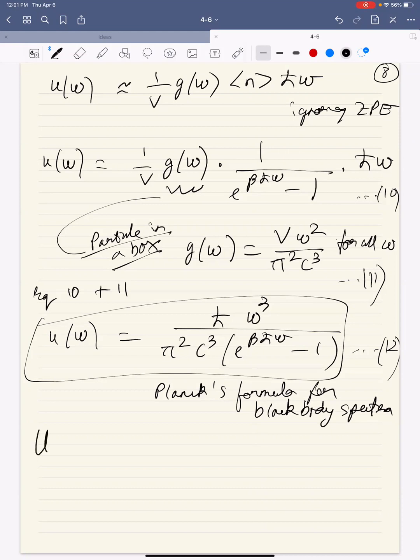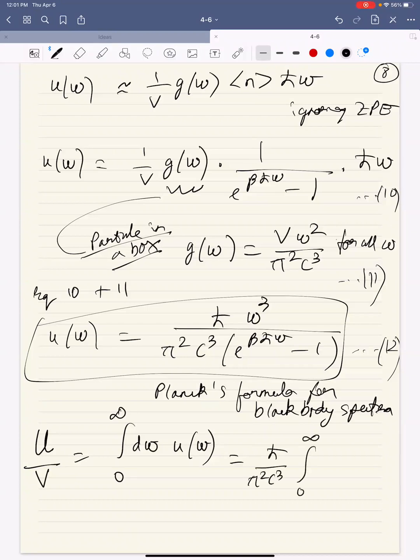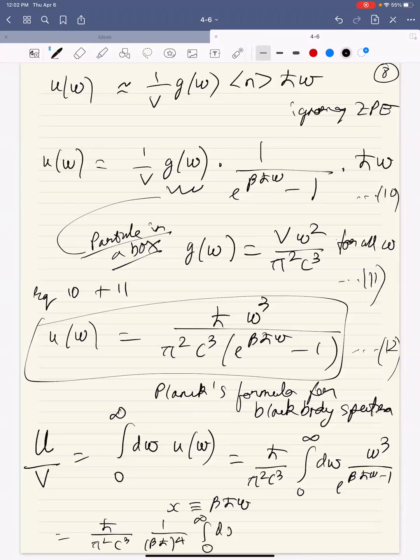Now we can calculate capital U, which is per volume, the integral from 0 to infinity. You go to all frequencies and sum over u of omega. So this is the average energy per volume coming out of the black body. This integral is h cut over pi square c cube, integral 0 to infinity d omega omega cube by e to the power beta h cut omega minus 1. If you substitute x as beta h cut omega, this integral becomes h cut by pi square c cube, 1 over (beta h cut) to the power 4, integral 0 to infinity dx x cube by e to the power x minus 1. Has anyone seen this integral before or remember the value of this integral?